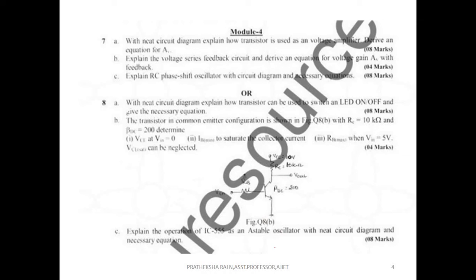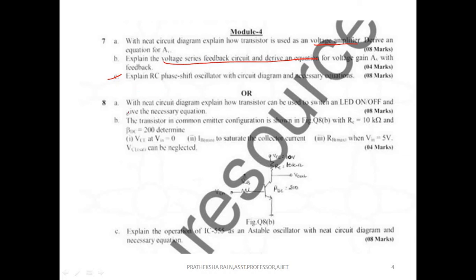Then explain the operation of IC 555 as an astable oscillator with neat circuit diagram and necessary equation. So if you refer to all the previous question papers, almost all the questions that are being asked are repeated, and in that, BJT as an amplifier is a very important question. Derive the equation from that, and also voltage series feedback circuit, and derive the equation for voltage gain, that is also very important.